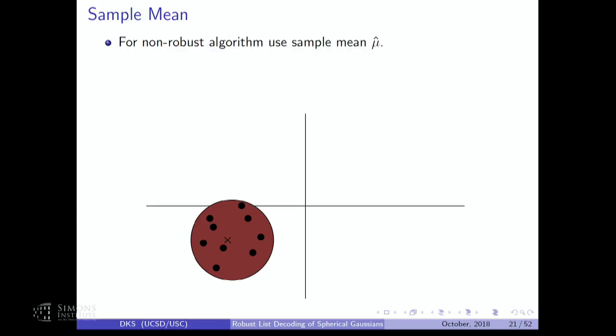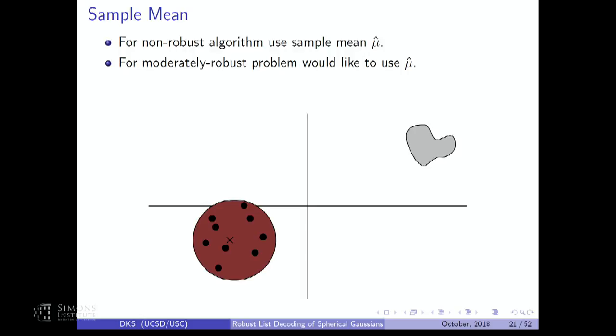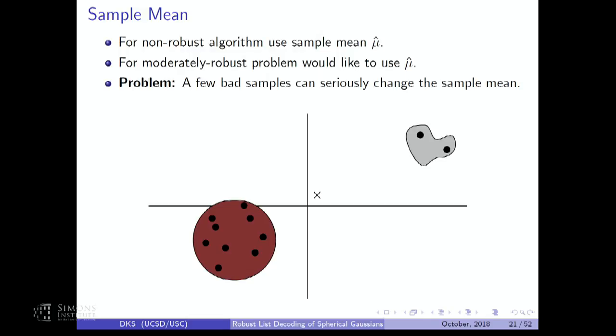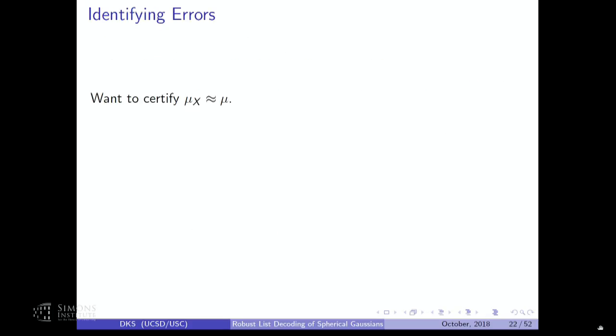So for the non-robust version of the algorithm, we just use the sample mean mu hat, and we're good. Now, for the moderately robust problem, we'd like to use the sample mean. But of course, there's a problem: a few bad samples, if they are very, very far from the true mean, can actually seriously corrupt the sample mean. So we're going to need a way around that.